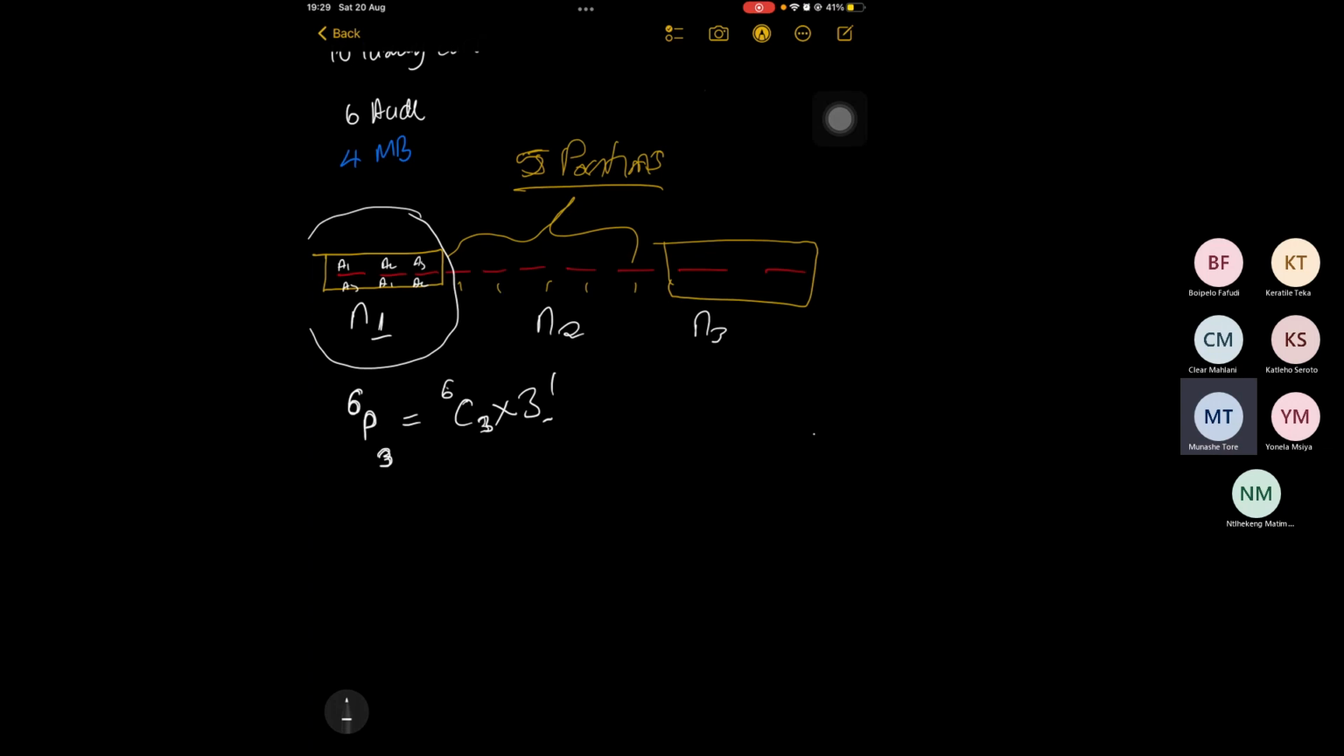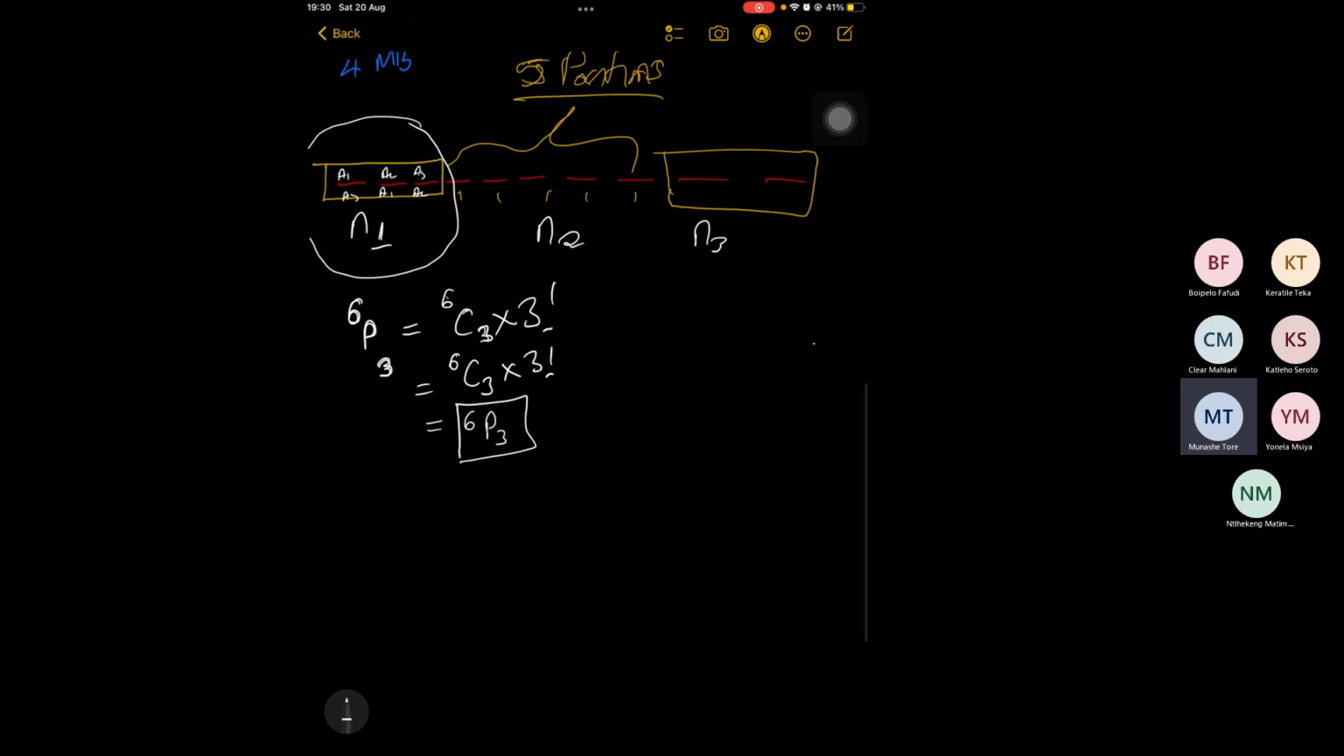Yeah, I feel like this explanation makes more sense. So what you do initially is you have 6 Audi cars and you want to group them into 3 positions. So it's going to be 6, choose 3. But of the 3 cars that you have now, in how many ways can you group those cars? It's going to be in 3 factorial ways. So this is the same as what? 6 permute 3. Yeah, I feel like that's a more logical explanation. So this is for N1.